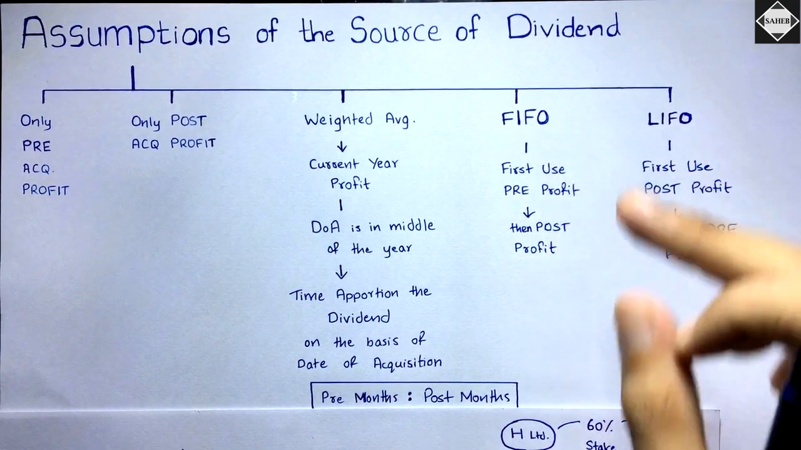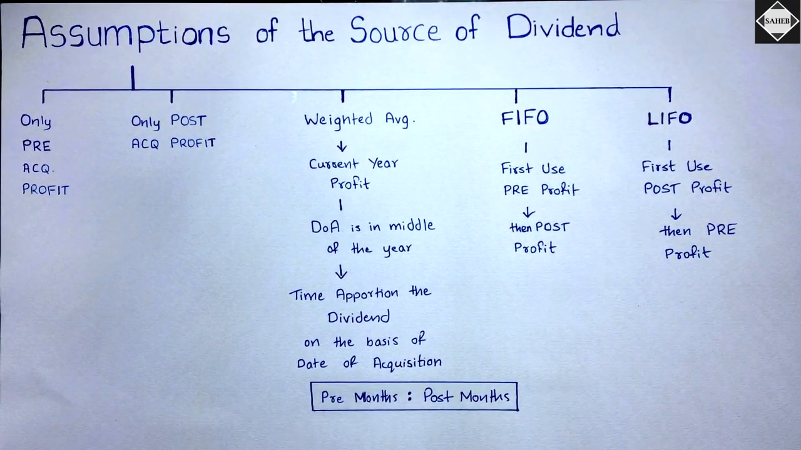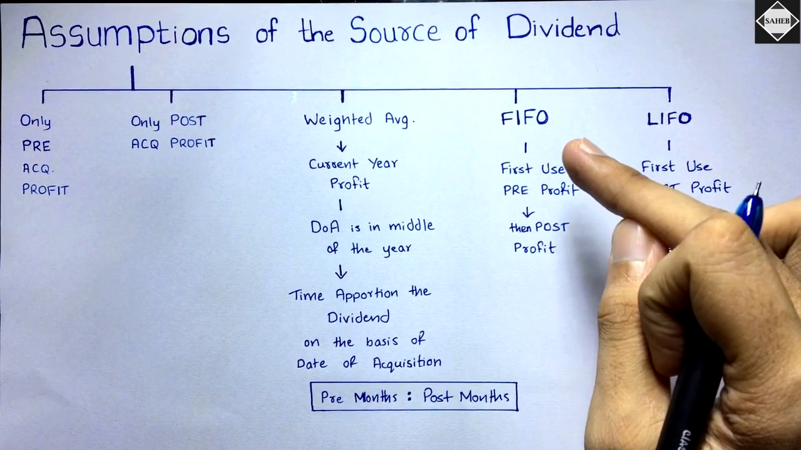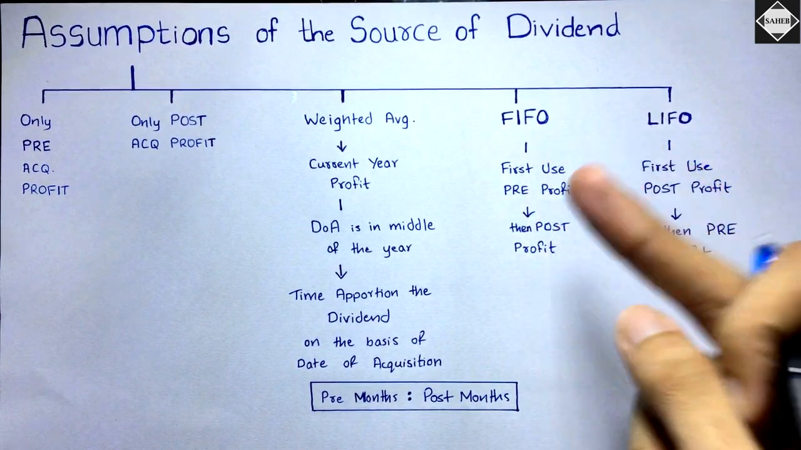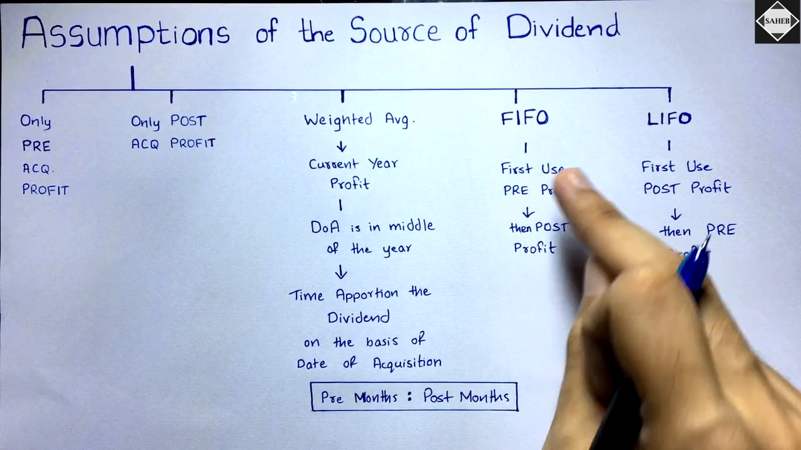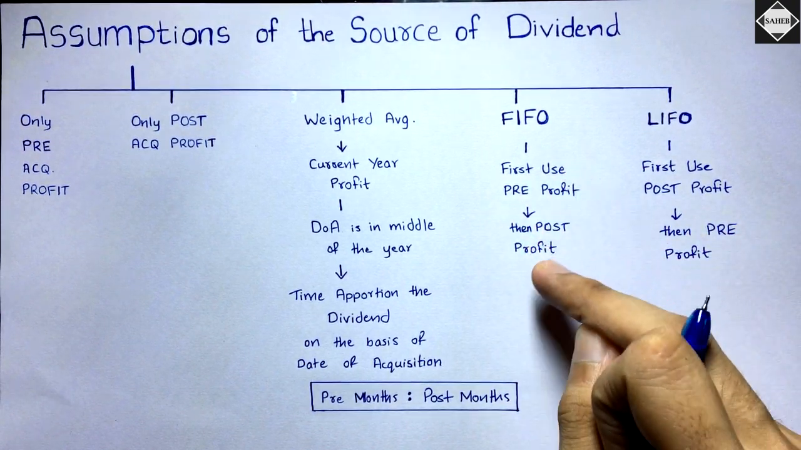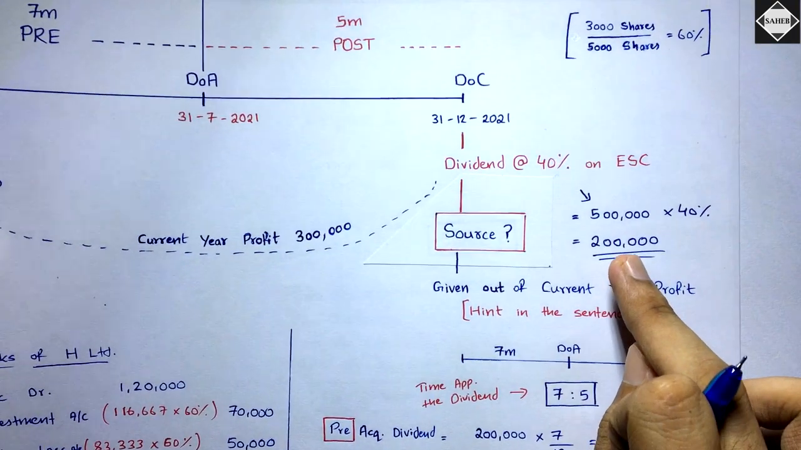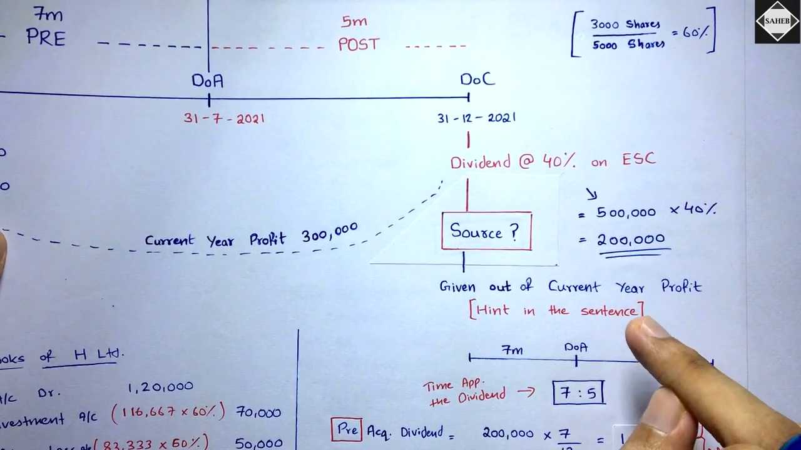So here what will happen is, this is also very simple. First you will use pre-profit, FIFO, right, first in first out. So whatever the earliest profit was, you will use that. First use the pre-acquisition profit, then the post-acquisition profit. Let's take an example in that same illustration. This 2 lakh dividend was there, right?